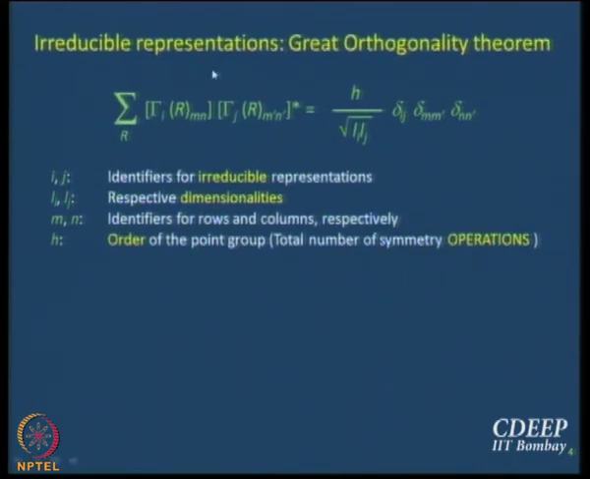And what it says is this: on the left hand side you have sum over R, gamma i R. By now you know what R is. R is some symmetry operation, right? And generally we use R for the general symmetry operation. We are summing over all R, right? So, gamma i R mn, what is that now?